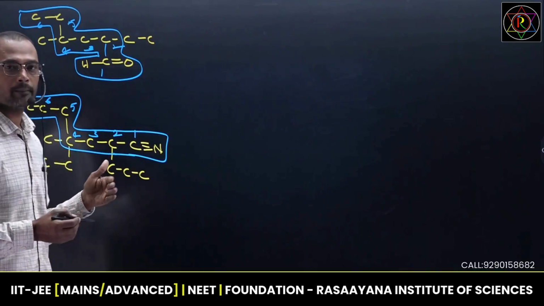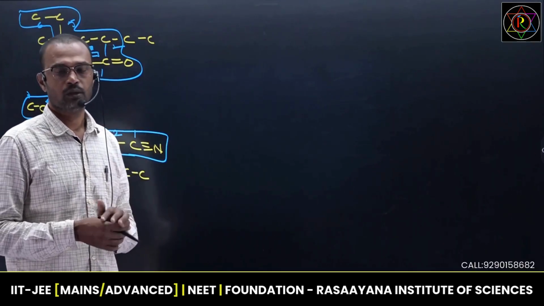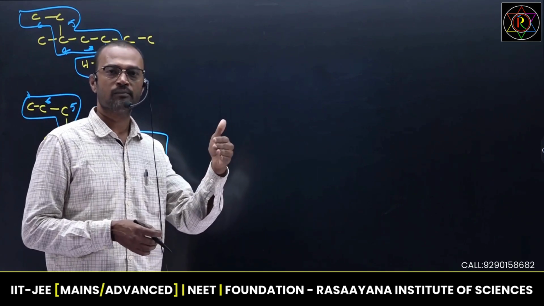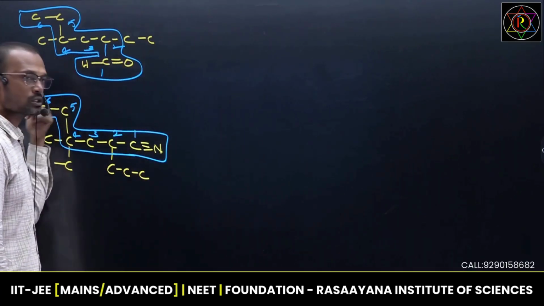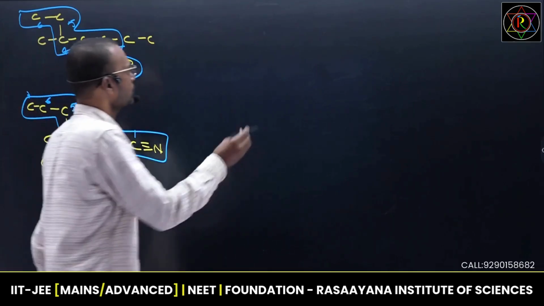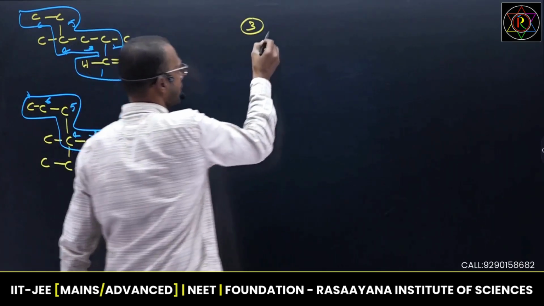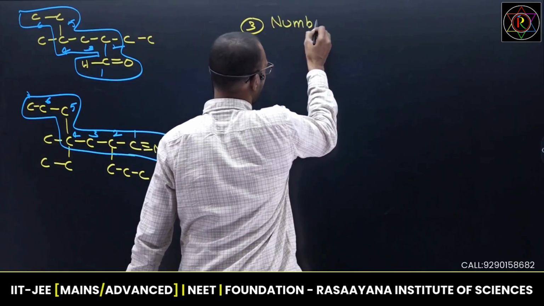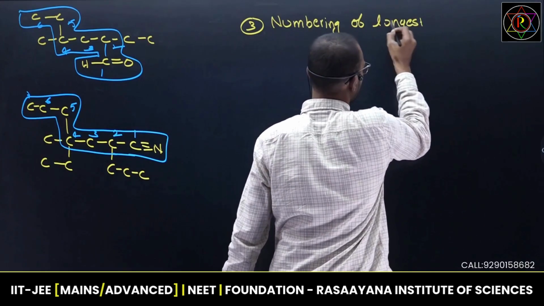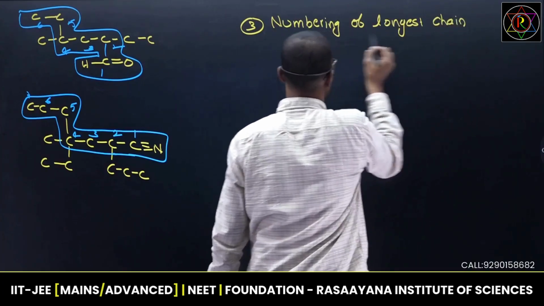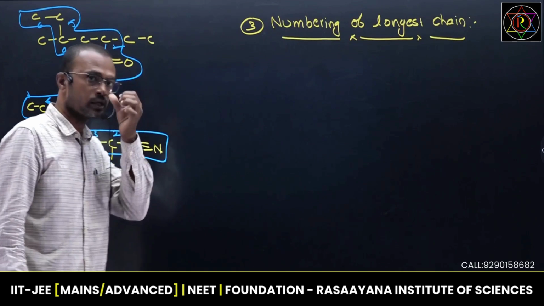So try to select a parent chain which carries more number of carbons if there is no carbon functional group. Suppose any carbon functional group is present, select a parent chain which carries the carbon functional group, and from that particular carbon functional group select the longest carbon skeleton. Okay, so that is this one. Then go for the third rule, numbering of the longest chain. How to number a longest chain? So up to now we discussed only one point, how to select a parent chain.